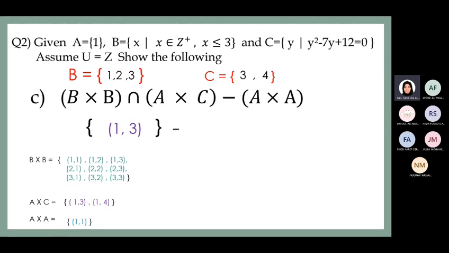I will remove from that A cross A. 1 1 is here? No, it's not there. So there is nothing to be removed. So the answer will be the pair 1 3 only, inside a set. So whatever the type of the set, whether integers, animals, fruits, whatever, you can apply the intersection, union, and complement on it.